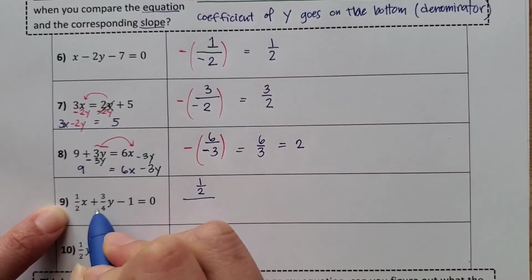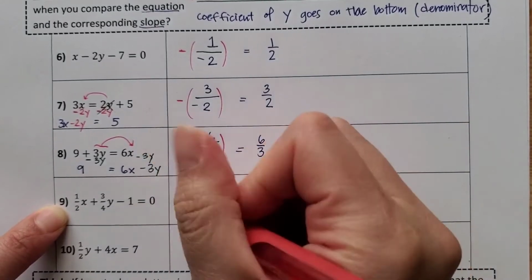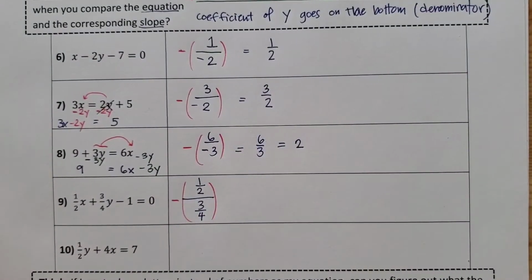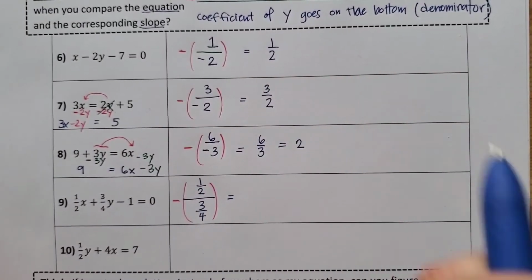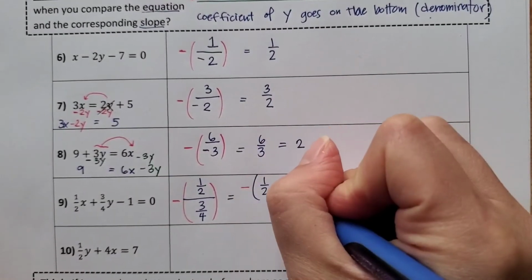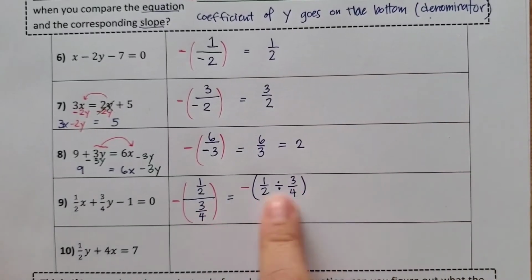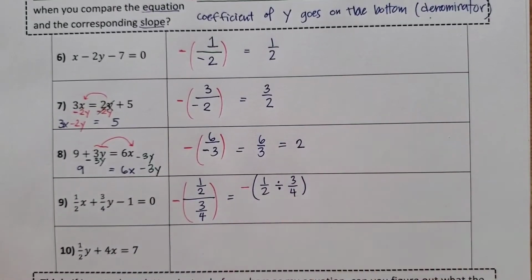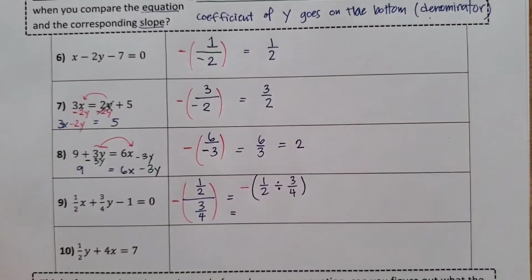And it's divided by the coefficient of y, 3 over 4. Don't forget that that's multiplied by negative, okay? So you can either write it this way, or you can write it like 1 over 2 divided by 3 over 4. Okay, same thing. I think you can see what we're going to do here. So I'm going to continue here.